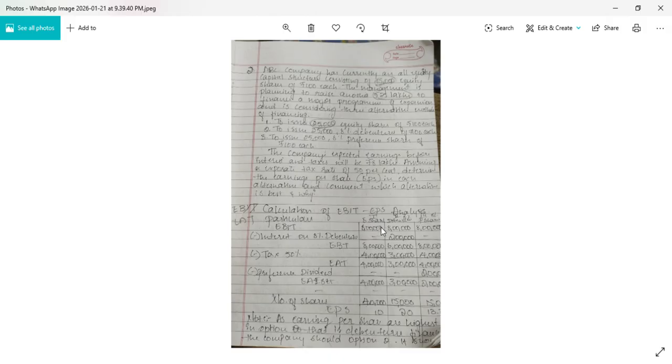Then in the second alternative, what is our number of shares? We have to see here. So 25,000 debentures are there. When there are debentures, we don't need to count them as number of shares. We only have to take into consideration equity shares. So now only existing equity shares will come here. So entirely that 15,000 existing equity shares we are going to write here.